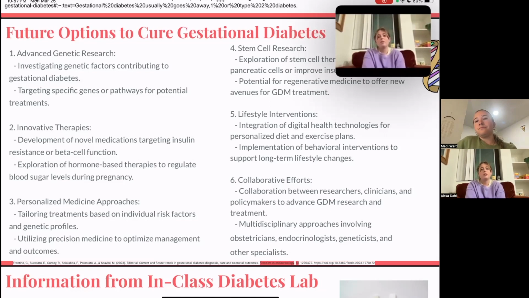Collaboration with researchers, policymakers, and advance GDM research and treatment. And all these people are working together to treat gestational diabetes and to advance the treatments for them.